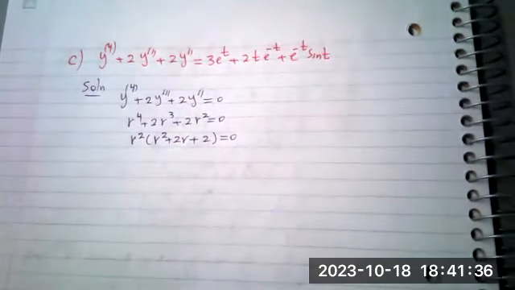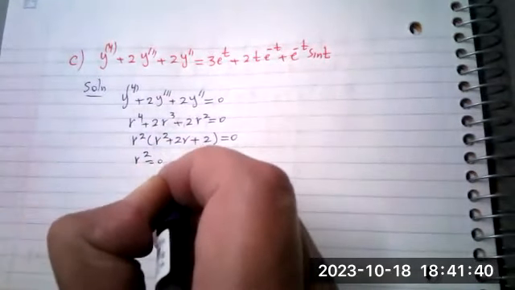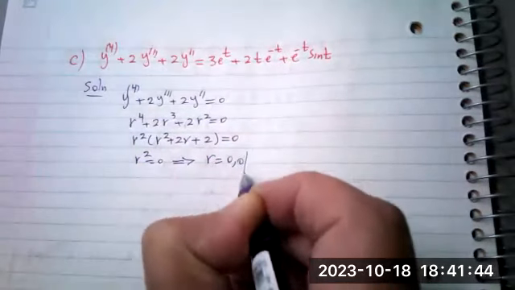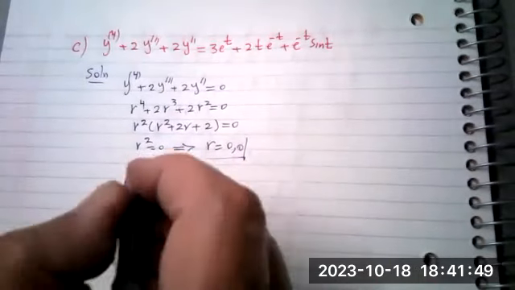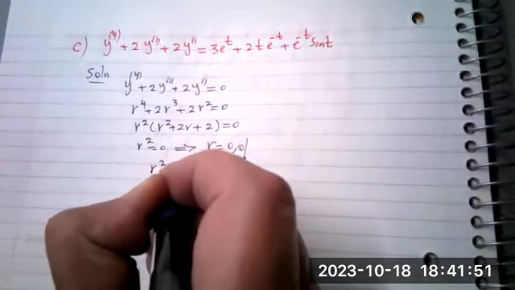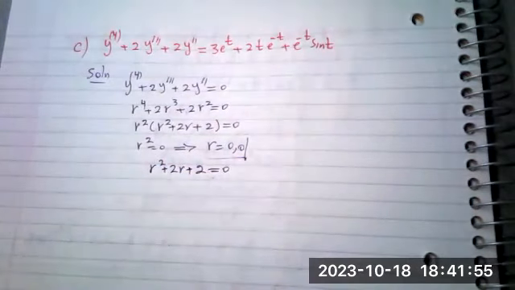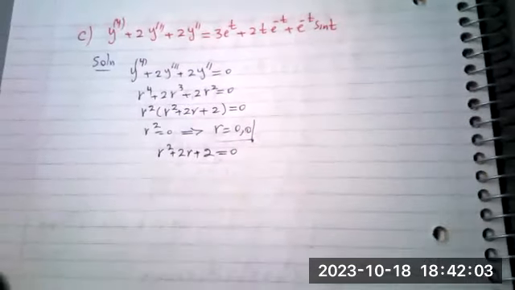From the r squared equal to 0, you get the repeated solution. So that gives you r equal to 0, 0. Repeated solution. Now the leftover would be r squared plus 2r plus 2 equal to 0. You cannot factor it. You have to go with the quadratic formula. You probably end up with complex solutions.